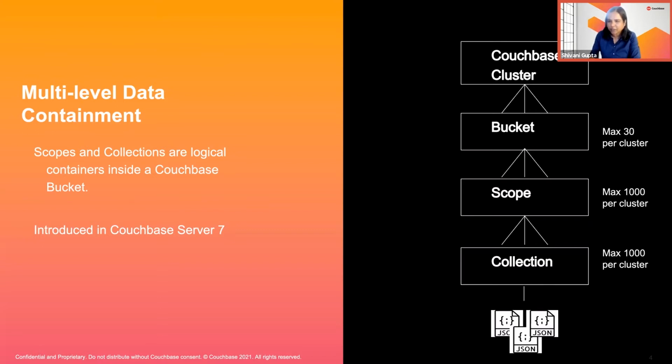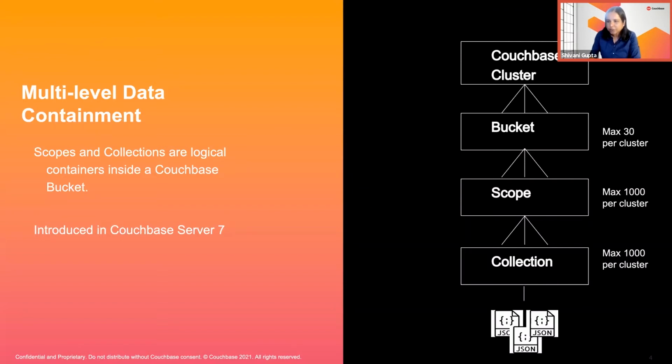Within a bucket, you can have one or more scopes. And within each scope, you can have one or more collections. We have a cluster limit of 30 buckets per cluster. For scopes and collections, this is a couple of orders of magnitude higher. So it provides for much higher levels of scale. You can have up to 1,000 scopes per cluster, and you can have up to 1,000 collections per cluster.